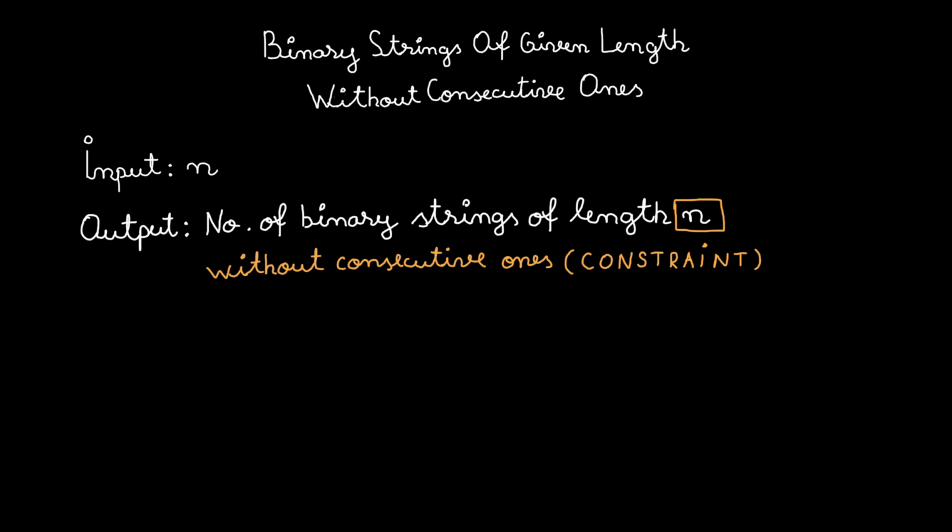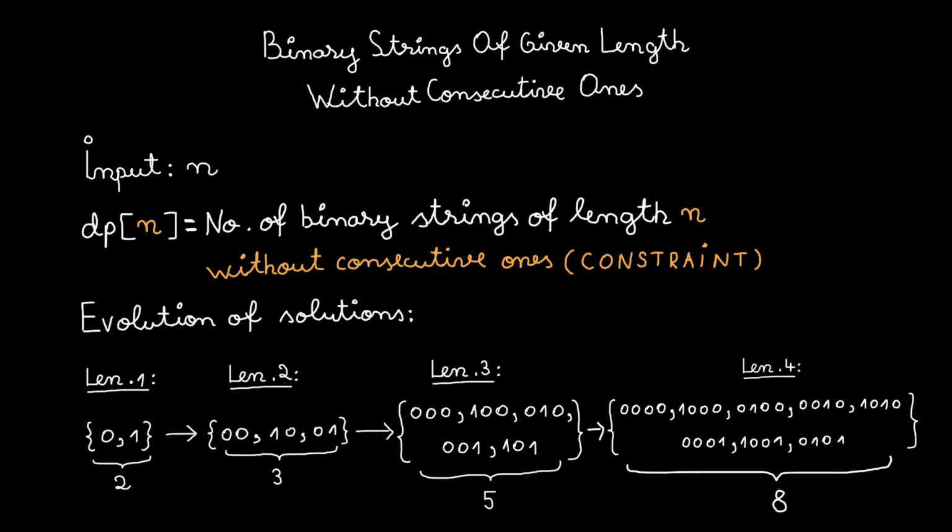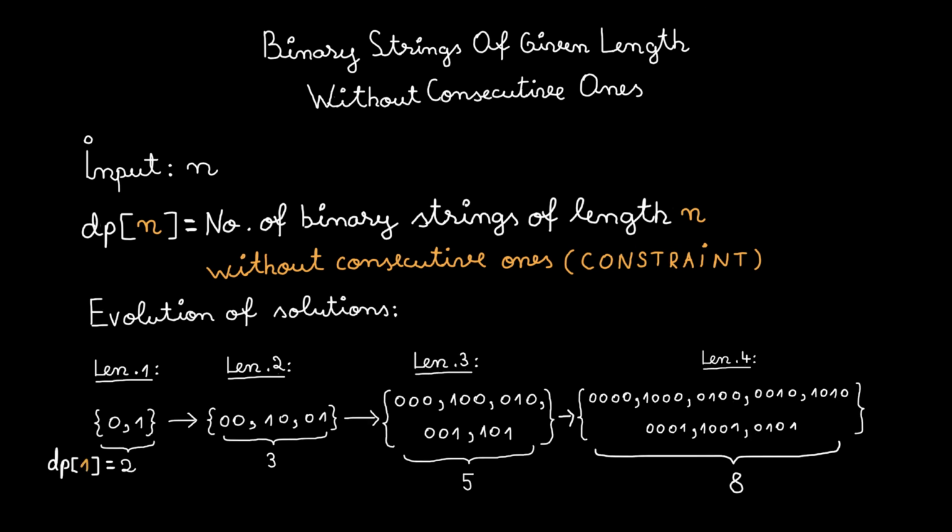For different values of n, we will have different answers to the problem. Let's define this answer according to n. dp of n is the number of binary strings of length exactly n without consecutive ones. Back in the evolution of solutions, we can say that dp of 1 is the size of the first set, which is 2. Now, let's remember how the valid strings of length 2 are created.